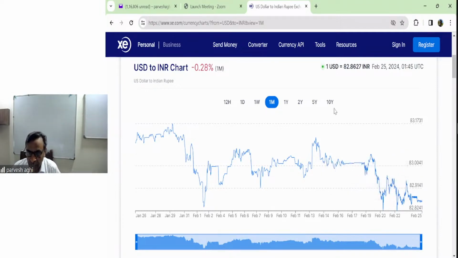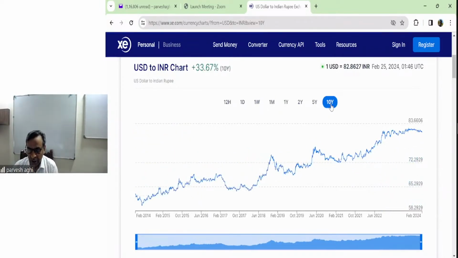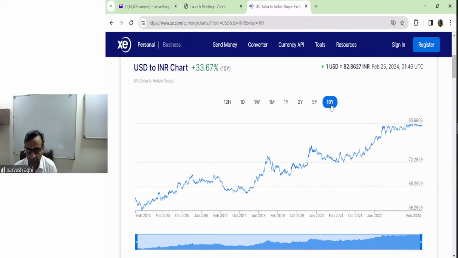Now let's look at the 10-year chart. You'll find this pattern: the dollar has always been appreciating against the Indian rupee over the long run. I'll talk about your query, but first, just focus here. The dollar was 61 rupees 10 years back, and today it is 83. So the dollar has been moving up over a long time.